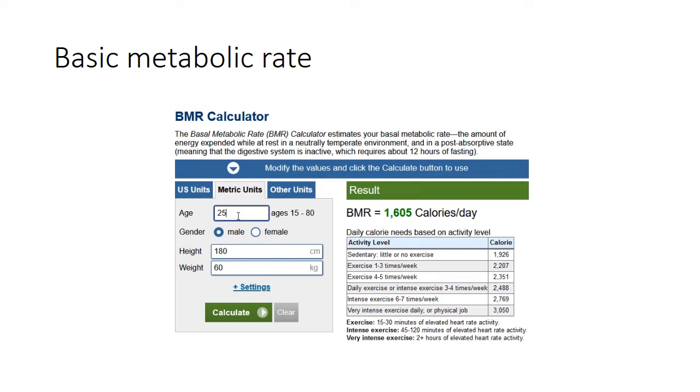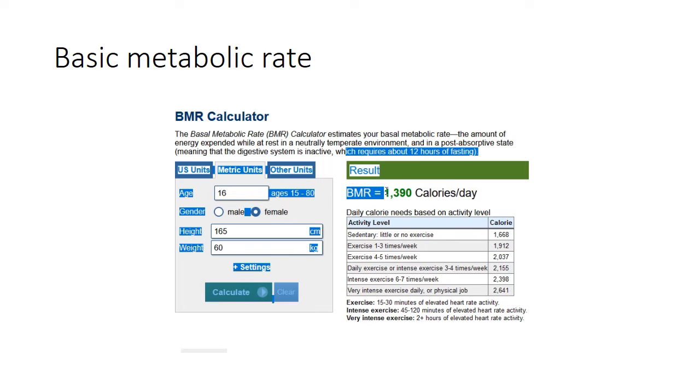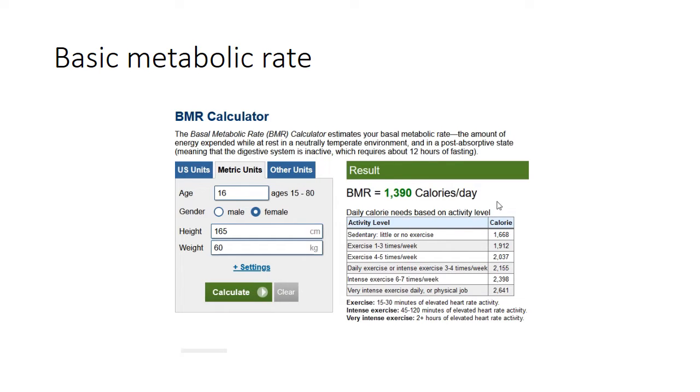Okay, let's then look at a girl, 16 years old, 165 and 60 kilos, and we calculate, and we can see that in general for girls the basic metabolic rate is lower, because as a general standard, girls tend to have a lower muscle mass than boys, and that will affect the metabolic rate.